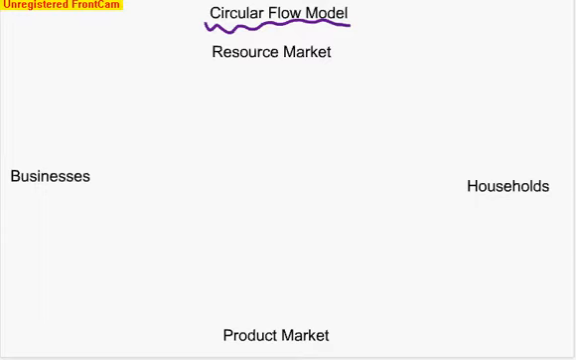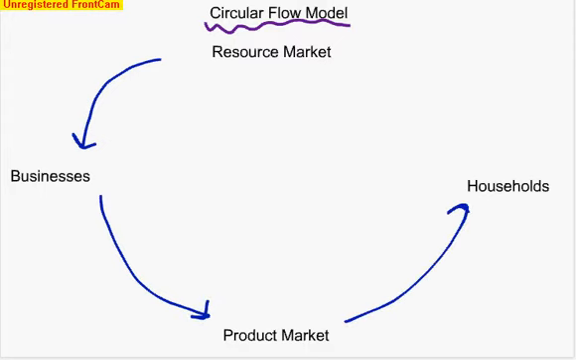So basically, this model demonstrates the complex web of decision-making and economic activity that takes place in order for our market to run efficiently. The counterclockwise, or blue arrows that I am drawing in right now, represent the real flow of goods and services. So here we're going to have resources from our resource market to businesses.